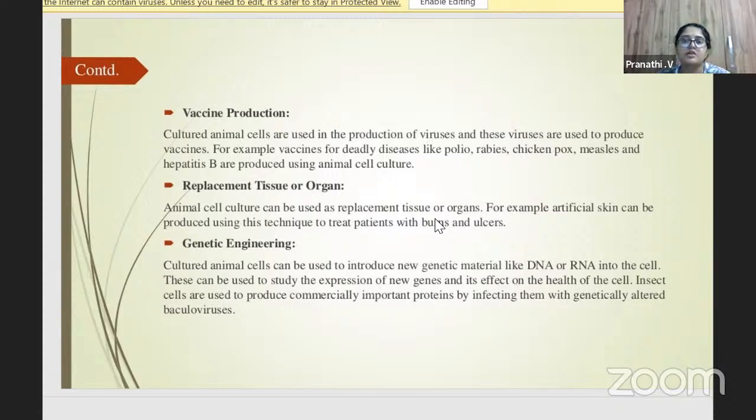So far, no particular organ or tissue could be produced successfully for treating patients with issues. So probably artificial skin for burn victims, ulcers can be done. So far, what has been done is skin grafting from other parts of the body to be put onto the burnt part. That has been done.